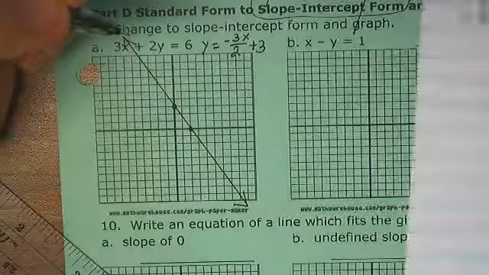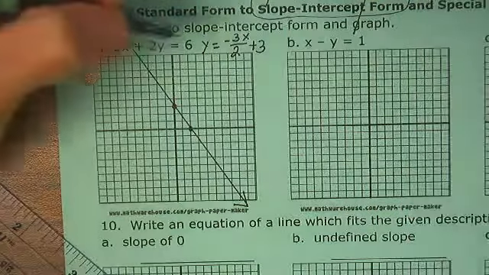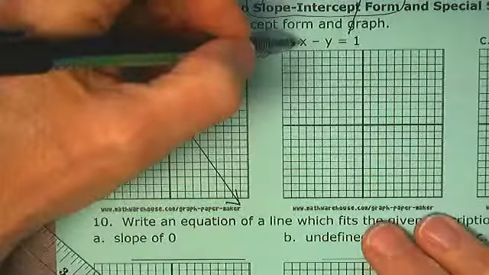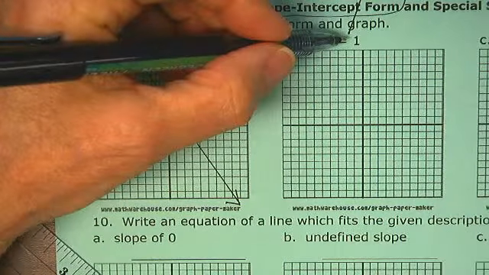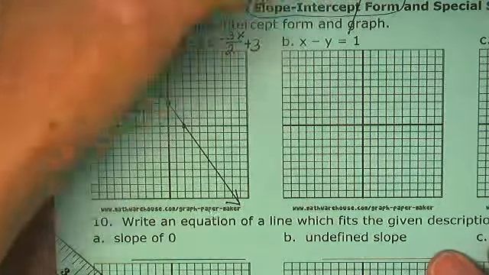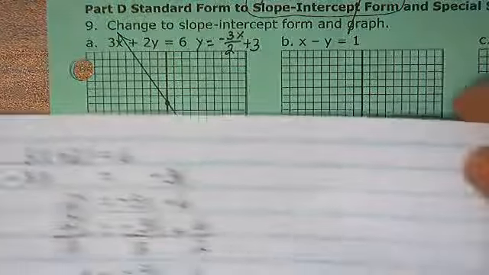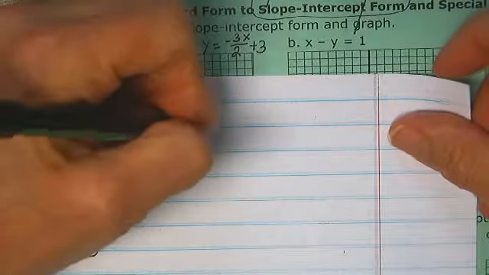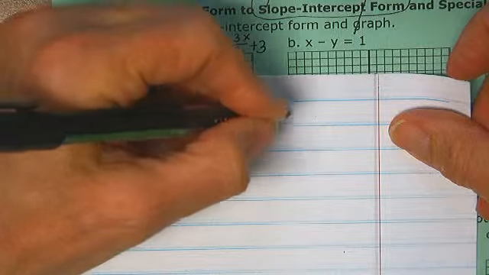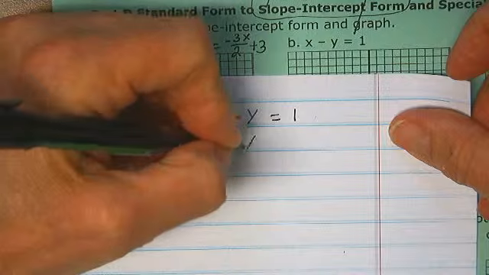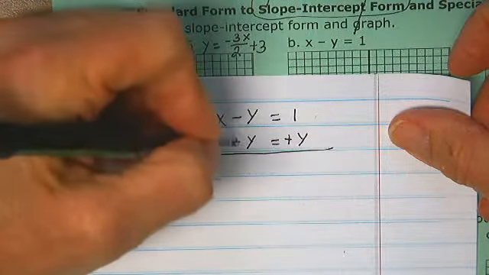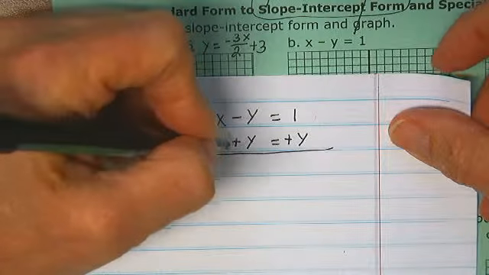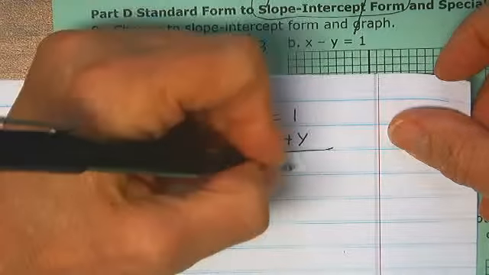Okay, do we have the hang of it yet? Let's try another one. X minus y equals 1. I add y to both sides. If I add y to both sides, I get negative y plus y is 0. I get x equals y plus 1.